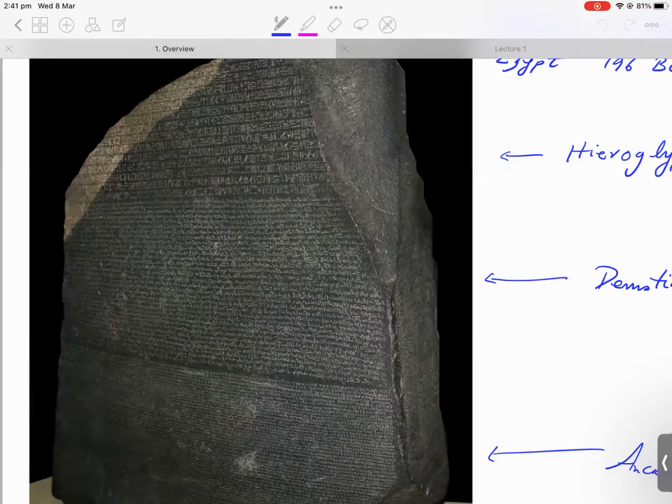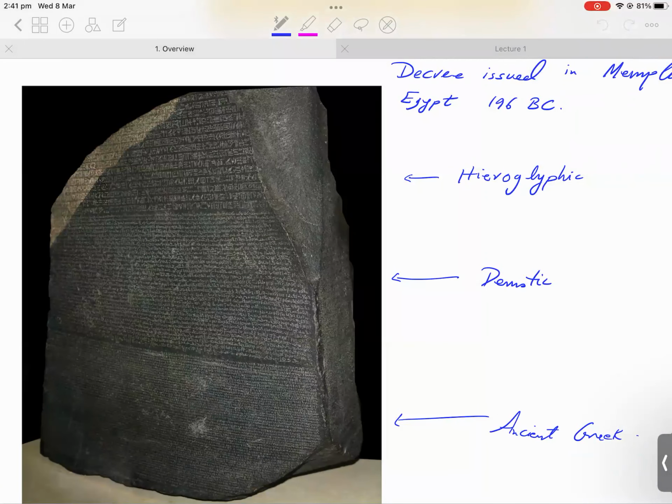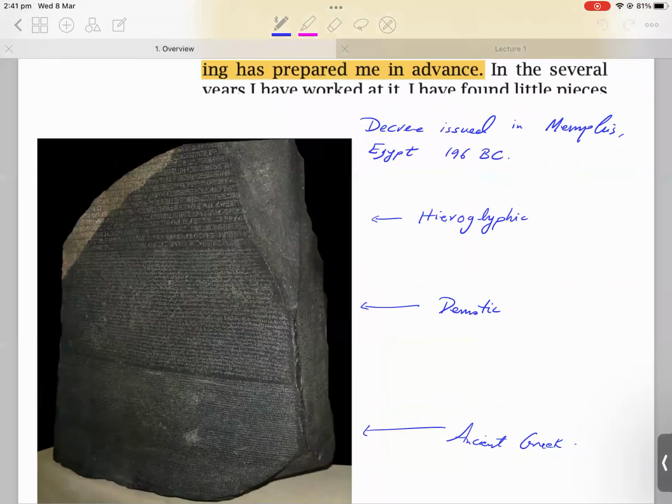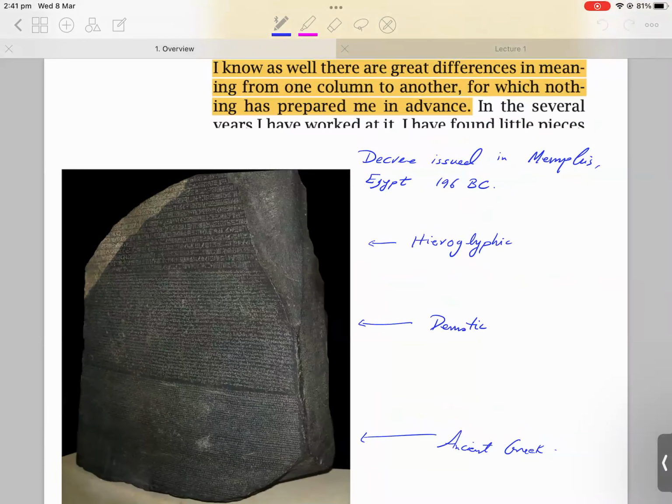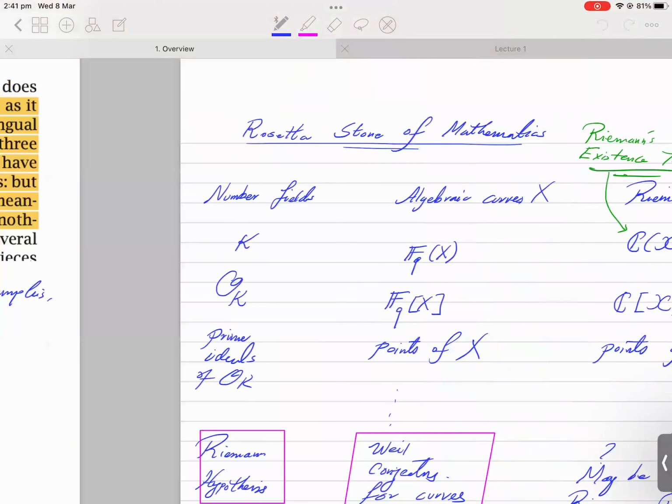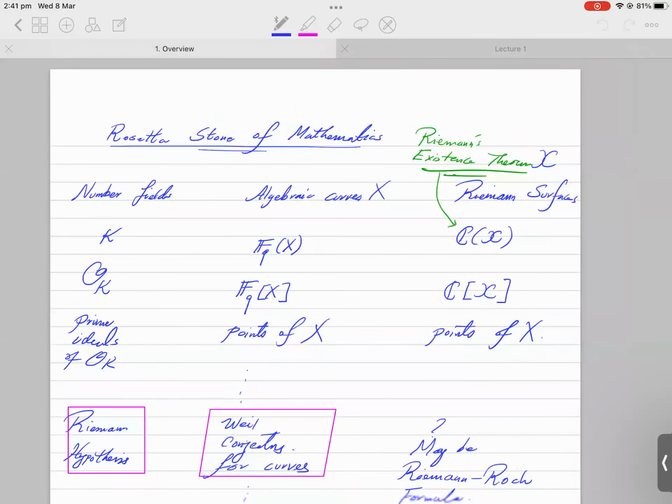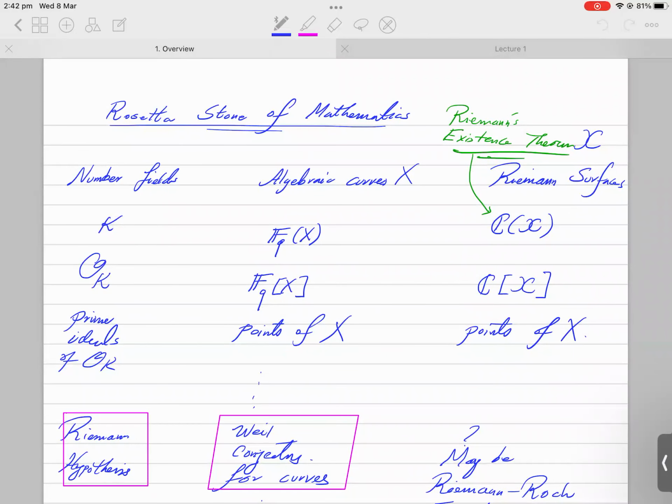Now, the mathematical Rosetta Stone is a bit different because all three columns are mysterious, so to speak. But nonetheless, they all talk to each other, and by thinking about and meditating on these three different columns, one can understand each of these columns a lot better. So let's move on now. So the historical interlude over, we go back to mathematics. And so what is the Rosetta Stone of mathematics that André Weil talks about to his sister?